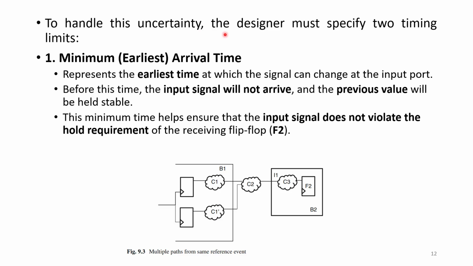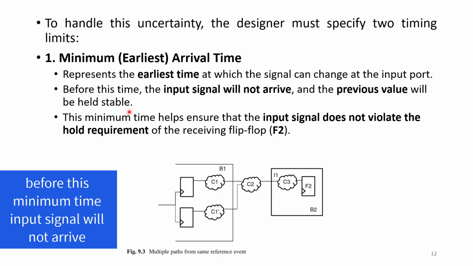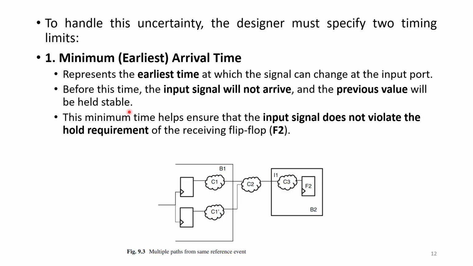To handle this uncertainty, the designers must specify two timing limits. First one, let us see about minimum arrival time, which is nothing but the earliest arrival time. It represents the earliest time at which the signal can change at the input port. Before this time, the input signal will not arrive and the previous value will be held stable. Suppose we are latching one data, the data should get latched properly. Without getting this data latched, if the new data arrives, then it leads to metastability. This minimum time helps ensure that the input signal does not violate the hold requirement of the receiving flip-flop F2.